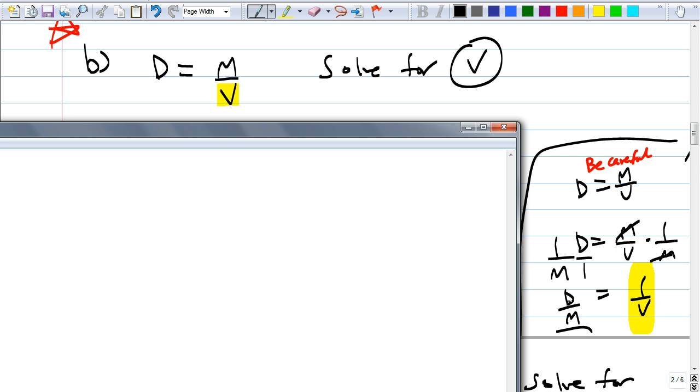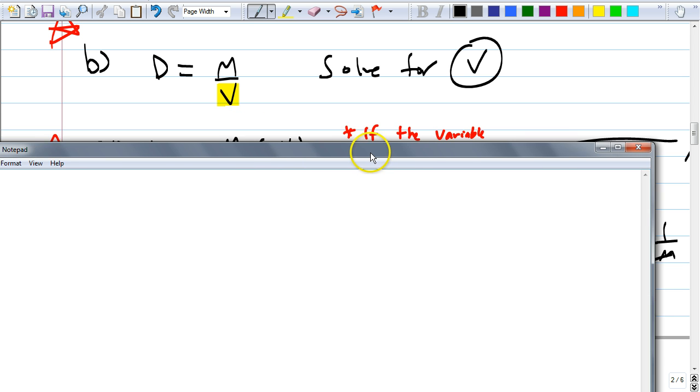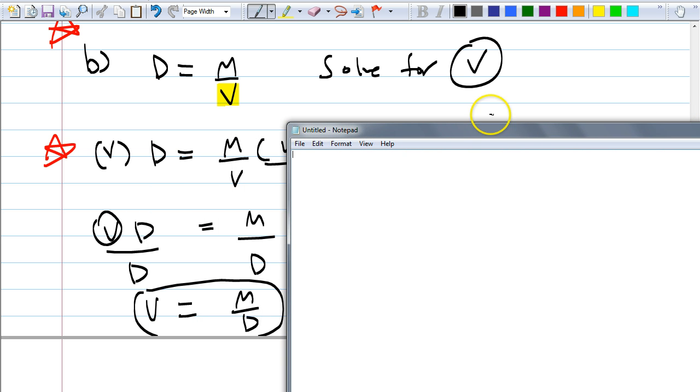So then how do we do this? Anybody? 2 people see it? 3? 4? Patty, what did you do? Okay, so first I multiplied by v. And then I divided by d, and so I got v equals m over d. Exactly right. Did you hear what she said first?